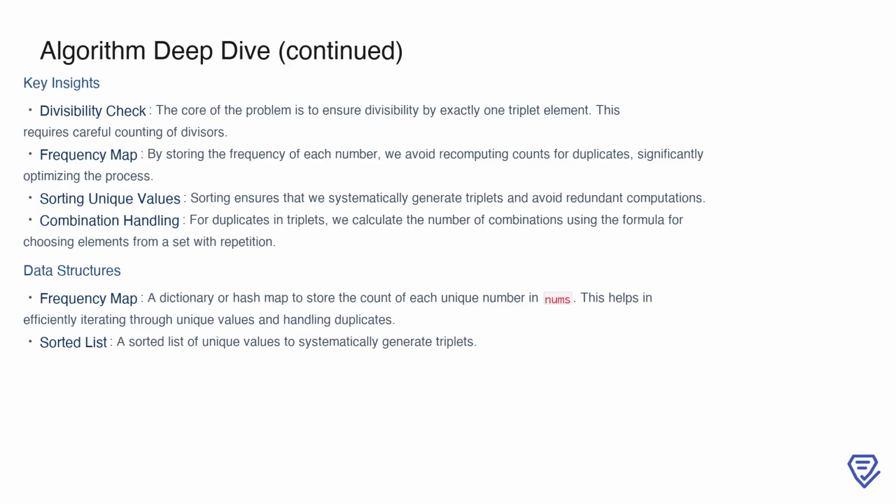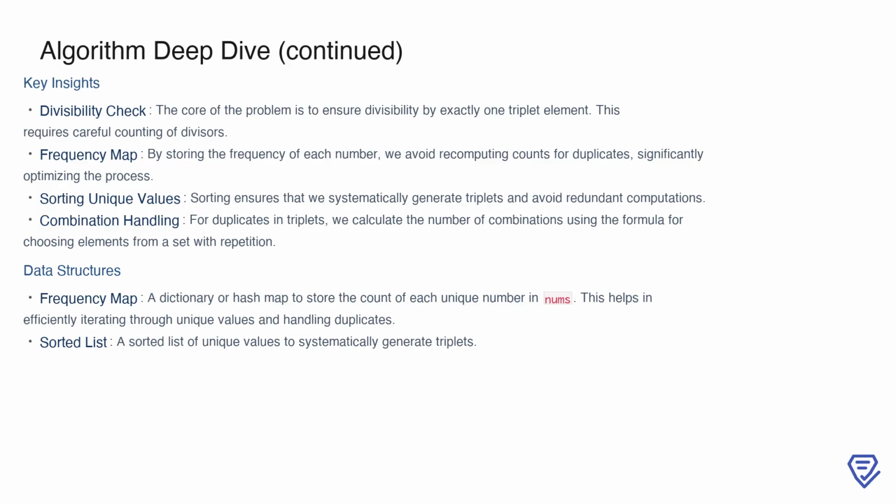Second, the frequency map is a crucial optimization. By storing the count of each unique number, we avoid recomputing counts for duplicates and significantly reduce redundant work. Sorting the unique values is another important step, as it ensures we generate triplets systematically and avoid unnecessary computations. For handling duplicates, we use combination formulas to determine the number of ways elements can form valid triplets, accounting for their frequencies. Together, these insights ensure that the algorithm is both efficient and scalable.